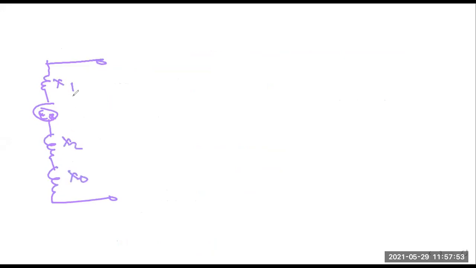For the single line to ground fault, if you can remember, this is the positive sequence network. This was ER. Then we have a negative sequence, and then a zero sequence. This is your sequence network. This is your X1, this was X2, and this is X0. And finally, this is the fault current. So the fault current becomes IF equal to ER by X1 plus X2 plus X0.